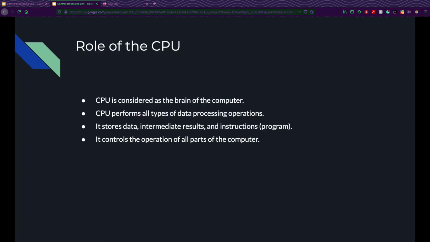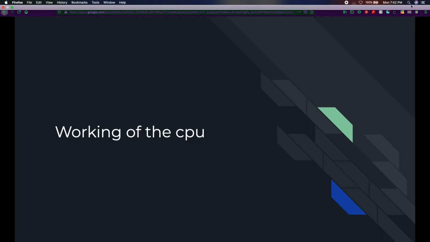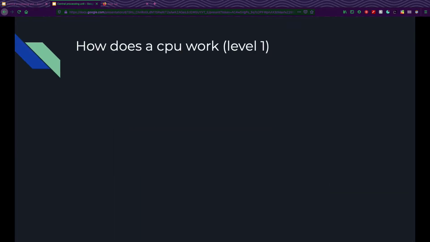But the more interesting thing is, how does the CPU do this? And that we will understand by understanding the working of the CPU. We'll understand the working of the CPU in 3 different levels, and with each level the complexity will increase, but so will our understanding of the central processing unit. So let's start slow and easy with level 1.